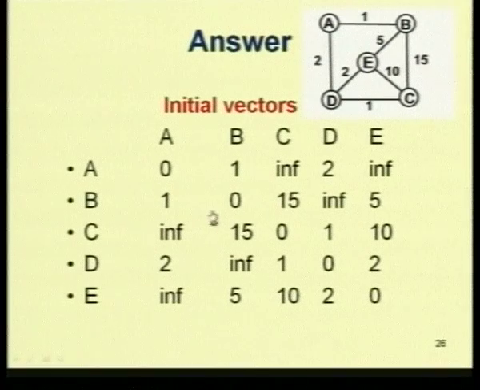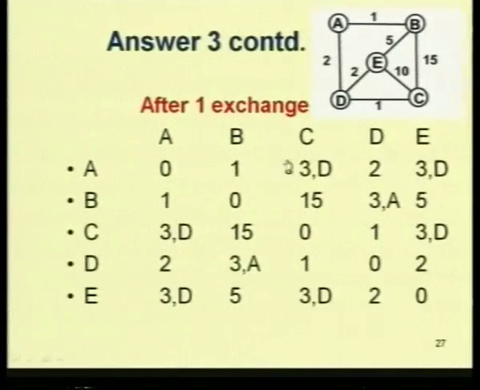Now, let us look at what happens after the first exchange. By the first exchange, I mean that A will receive information from B and D, B will receive information from A, E and C, C receives from B, E and D, D from A, E and C, and E from D, C and D. After this first exchange of information takes place, let us look at what will be the distances that you have.